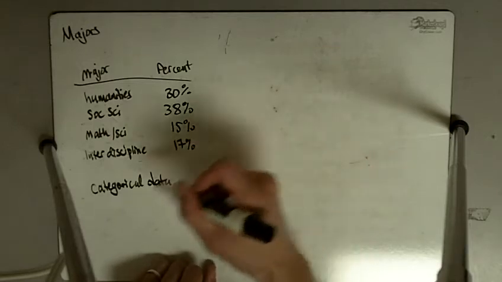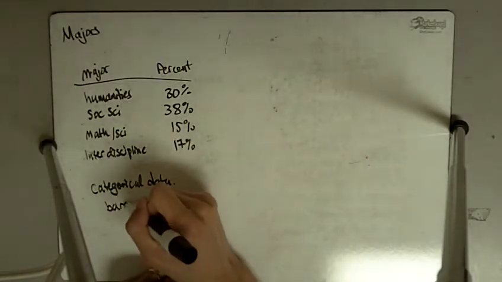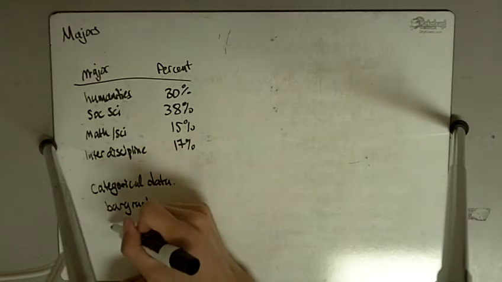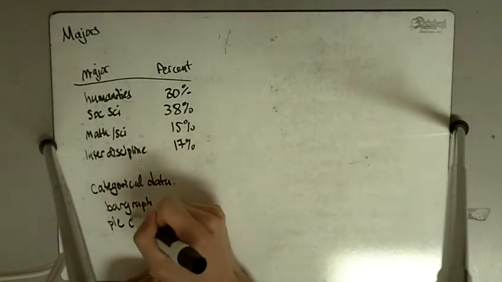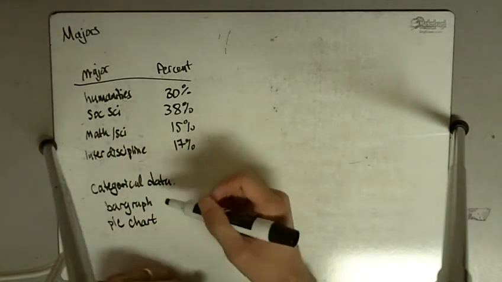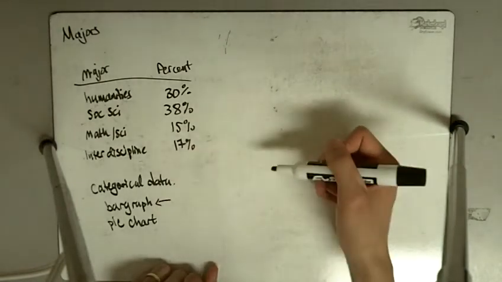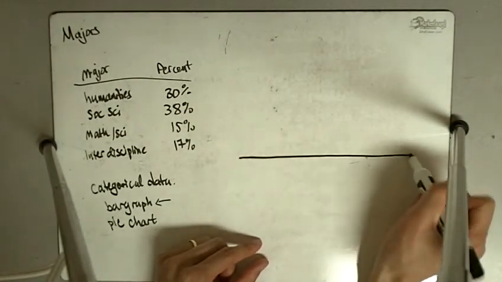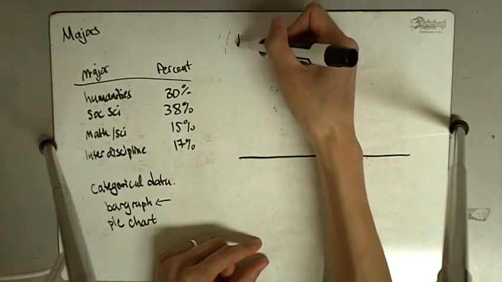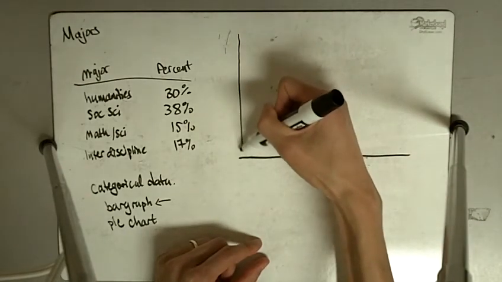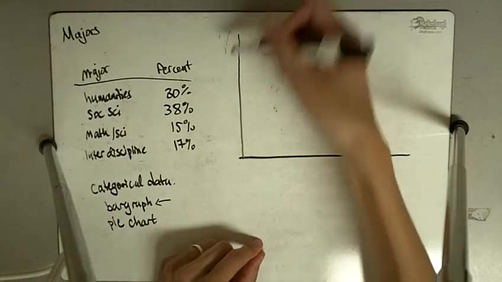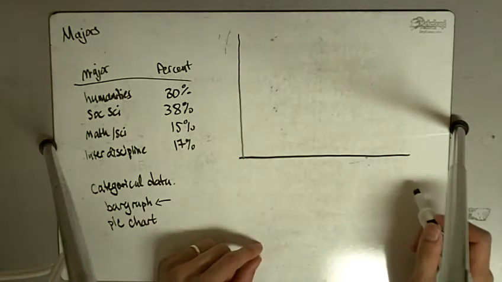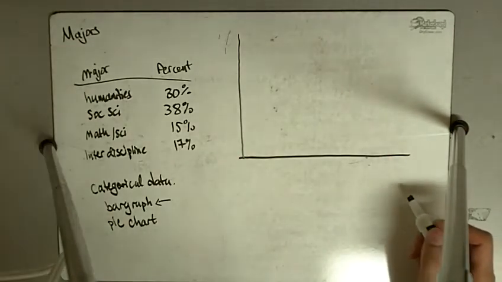So an appropriate graph would be either a bar graph or a pie chart. Now, I don't care so much for pie charts, so I'm going to make a bar graph. Now, there's several ways we can make the bar graph, but definitely what we need is that on one side we need the axis showing the height, and on the other side we need to show the different categories.